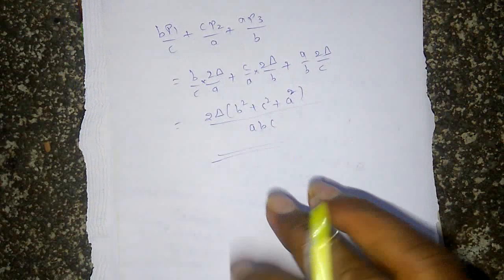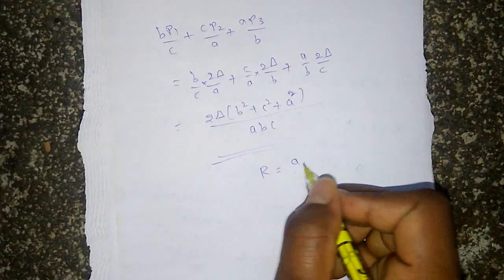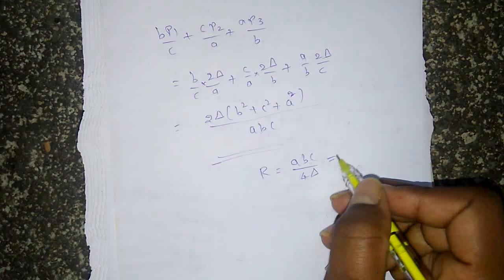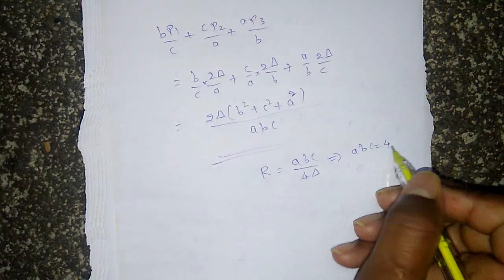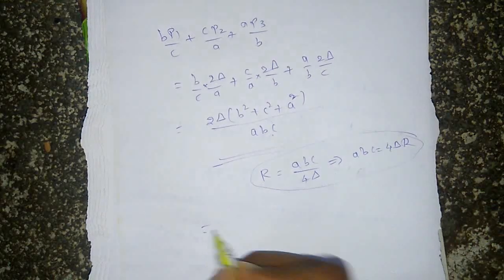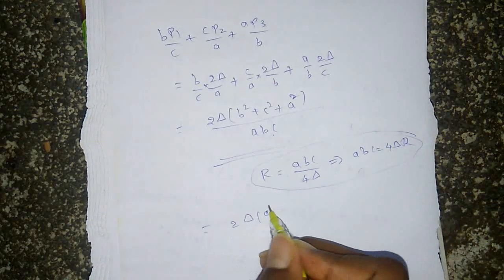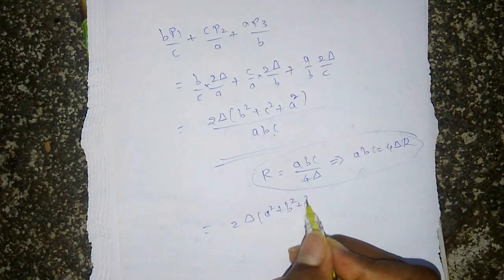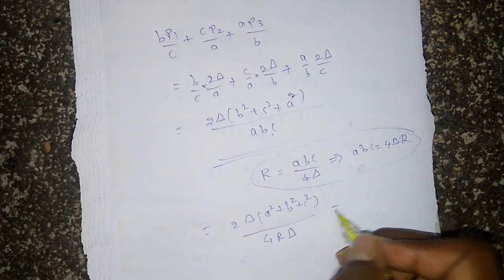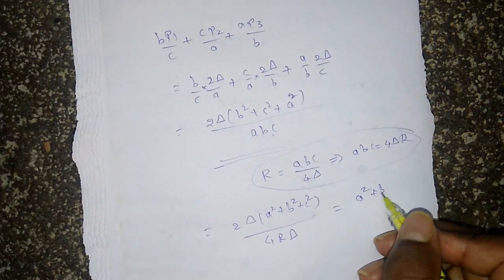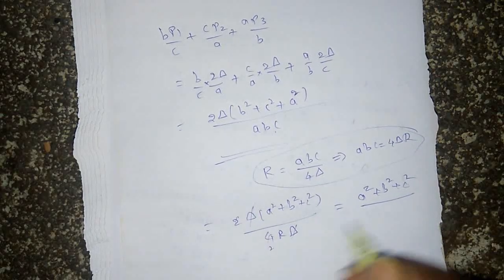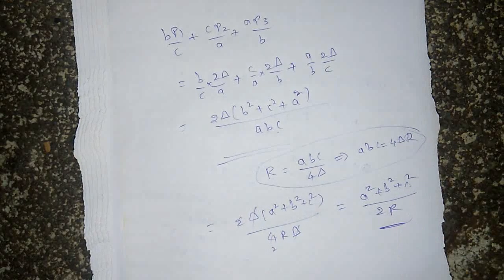Capital R = abc/(4Δ), we know that. This implies abc = 4ΔR. If you substitute here, it will be 2Δ(a² + b² + c²) divided by 4RΔ, that is equal to (a² + b² + c²)/(2R), where Δ gets cancelled and 2 2s are 4. That is 2R... the required value is (a² + b² + c²)/(2R).